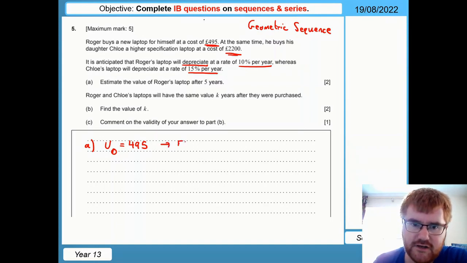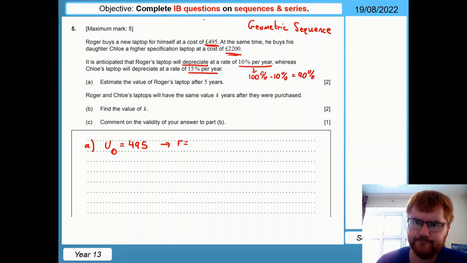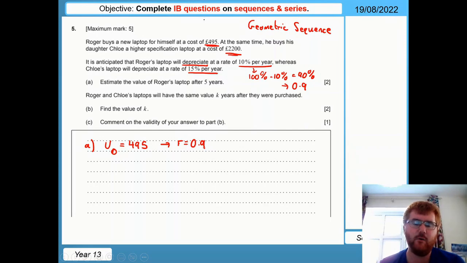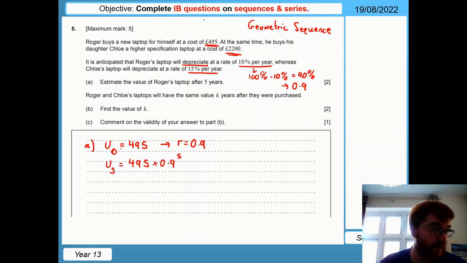So the common ratio, if we're dropping by 10% each year, then 100% minus 10% is equal to 90%. And therefore that's going to be, as a decimal, 0.9. So our common ratio is 0.9, and now we just need to put it in to work out that term. So after 5 years, because remember after year 1 it depreciates, so that's really important to realize here. So this is why we're going to do 0.9 to the power of 5. That's important because we're starting from 0 and not 1.